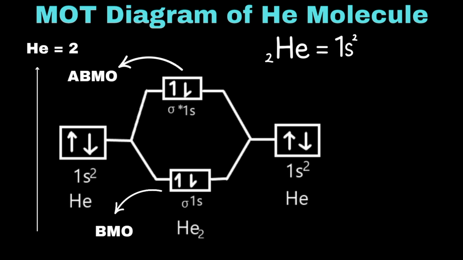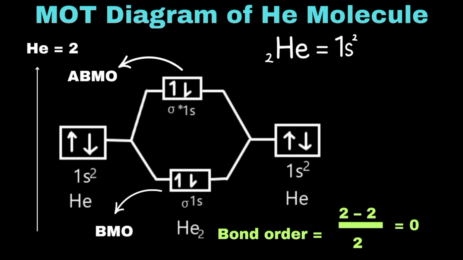Now, to find the bond order, we will apply the formula. As we can see, 2 electrons are present in bonding molecular orbitals, and 2 electrons are present in anti-bonding molecular orbitals. So it will be 2 minus 2, divided by 2, and its answer will be equal to 0. This means that the bond order of helium is 0. From this, we can conclude that helium will never form a bond since its bond order is 0. You can also check this for a hydrogen molecule, and its bond order will be 1, which shows that hydrogen will always form one bond.